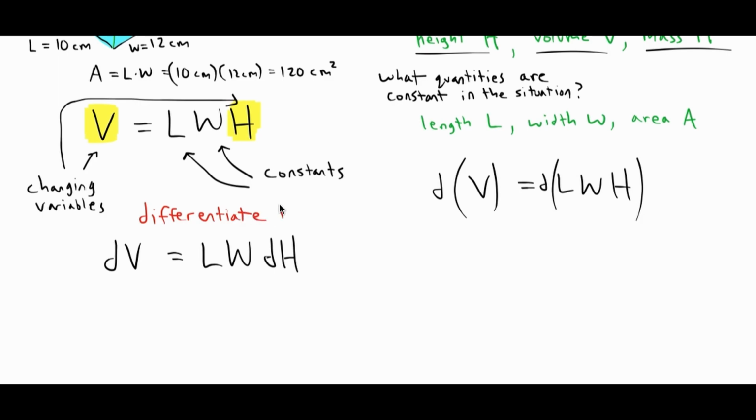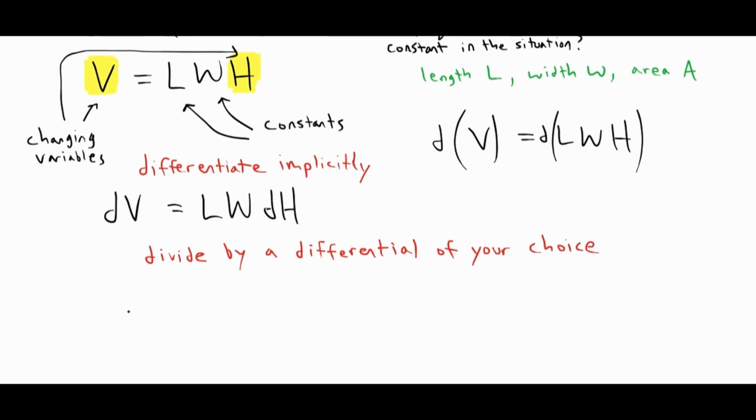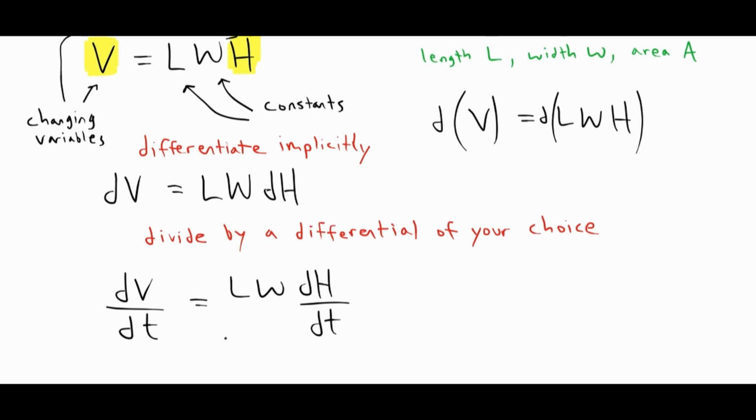Differentiate implicitly first. Then divide by a differential of your choice. Depends on what the problem involves. And many of these problems will involve time. And so I'm going to divide the left side by a dt and divide the right side by a dt as well. This gives us related rates. So it talks about how volume could change with time and how that could be related to how the height of the thing is changing with time.